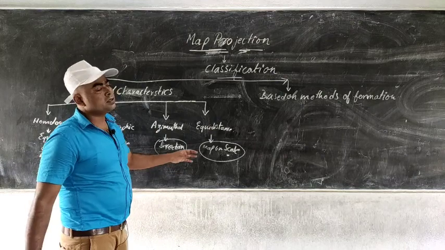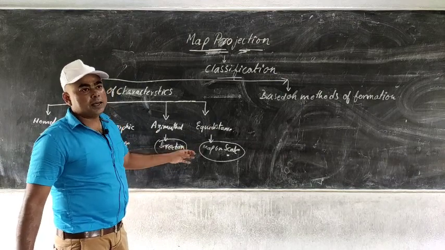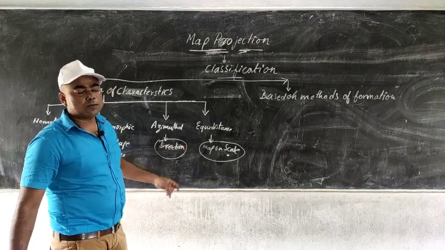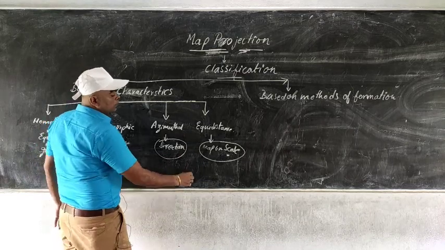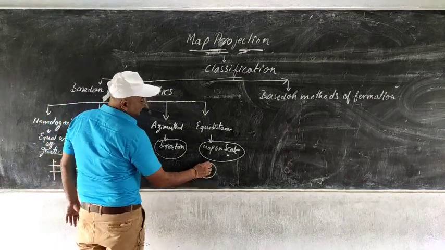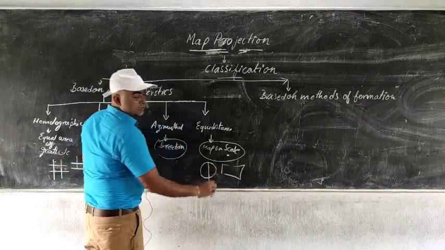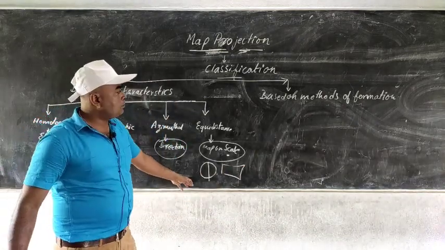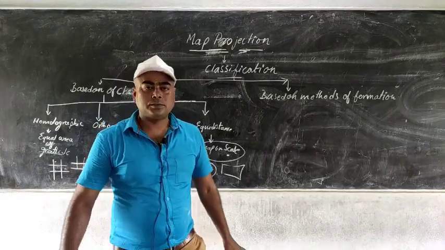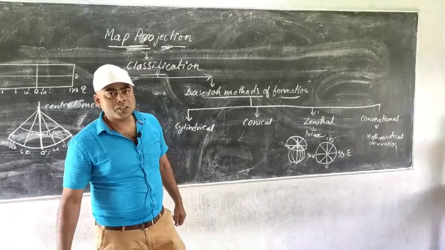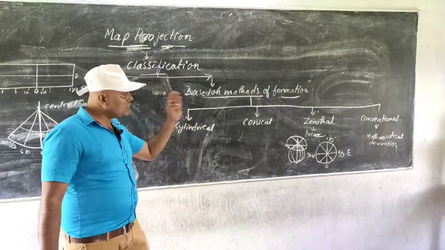This equidistant map projection makes the map on the basis of scale. That is, whatever distances are present on the globe are converted into proper scale and placed in a map. Is that clear? Now, classification based upon the method of formation.